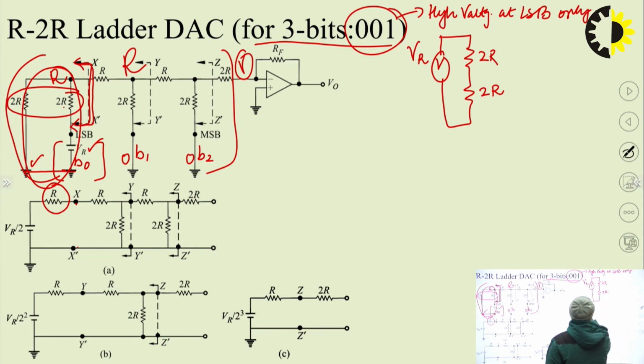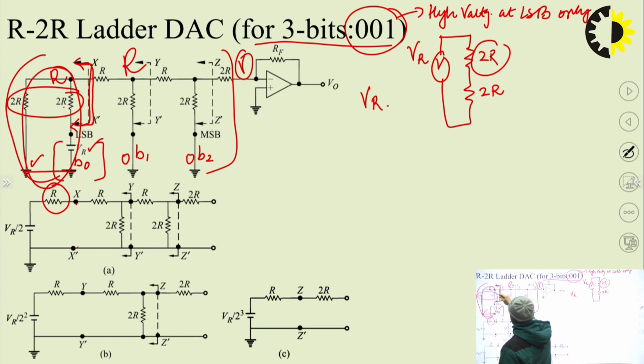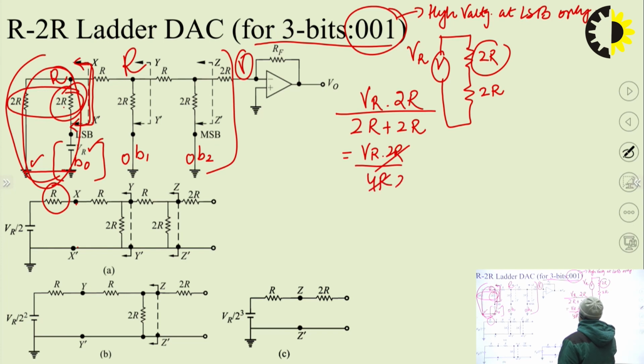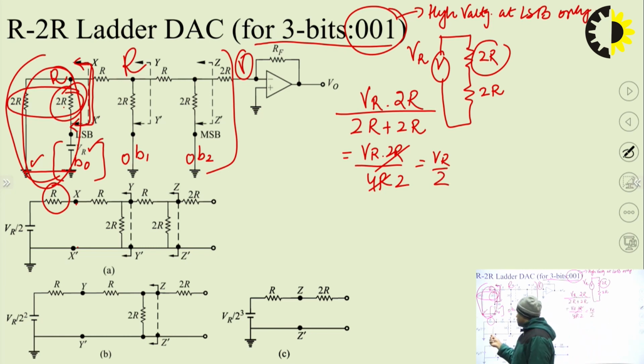So how is it going to happen? VR across this XX interface, because this XX interface is having this 2R resistance. So the voltage across this 2R resistance is equal to VR into 2R upon the total resistance 2R plus 2R. That means VR into 2R upon 4R, which is equivalent to VR by 2. So you can see here that the effective voltage at this X port is VR by 2.